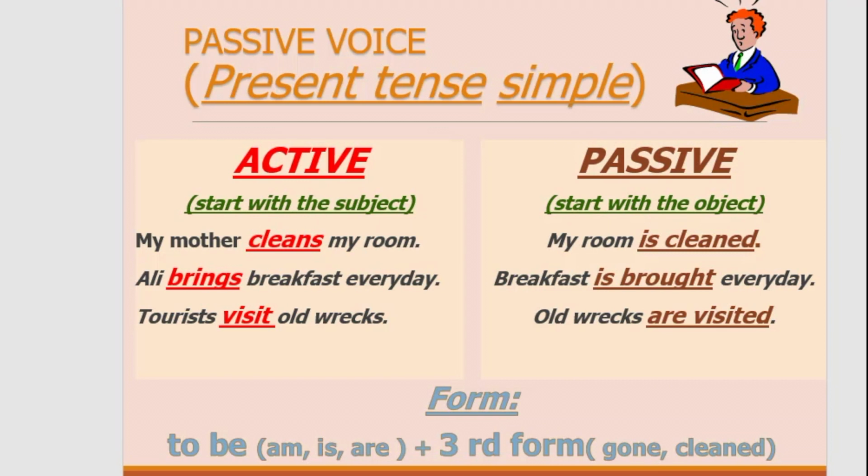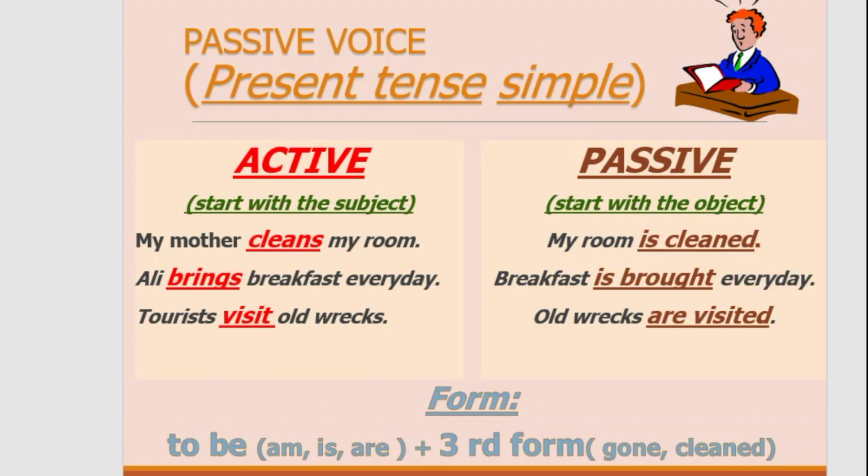Number 2, Ali brings breakfast every day. So we start the sentence with the object, breakfast. Breakfast is brought every day. Tourists visit old wrecks. Old wrecks are visited. So how is the passive voice formed? To form the passive voice we use am, is or are plus the past participle.